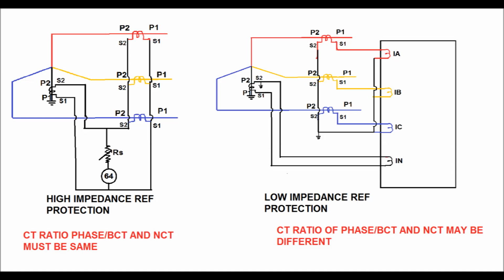Another key difference is the CT ratio. In case of high impedance REF protection relay, all the CT ratios should be the same. That is, the bushing CT ratio of all the phases and the NCT ratio must be the same. If the phase CT ratio is 1000 by 1, then the NCT ratio must be 1000 by 1. But in case of low impedance REF protection relay, the phase CT ratio and the NCT ratio can be different.